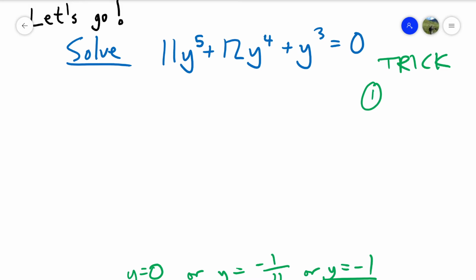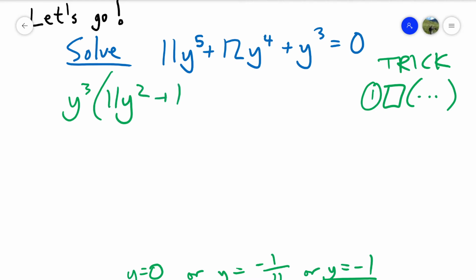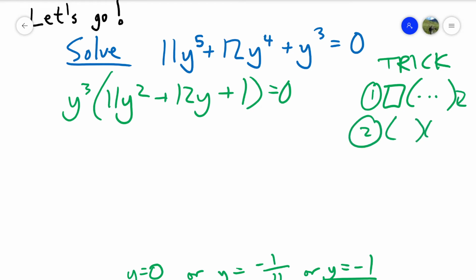How do we factorize? The first thing is we try and find something they've all got in common. Oh look, they've all got a y cubed in common. Let's take that out. So we end up with 11y squared plus 12y plus 1 equals 0. Then we repeat that stage. I can't see anything else. Now we try and do double brackets. The y cubed is already done, so we should leave that. Now we try and turn the rest into double brackets.